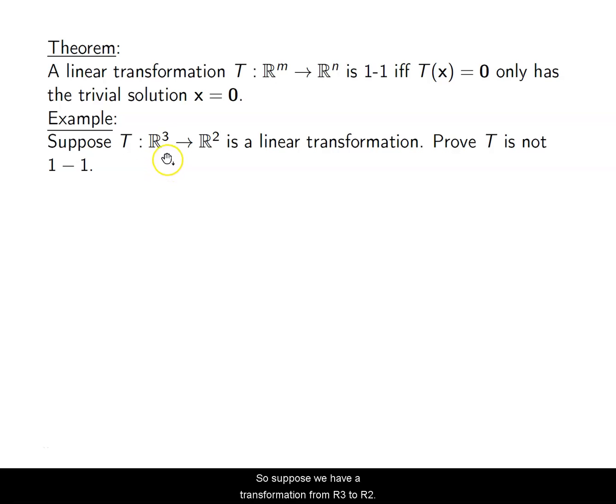Okay, so an example. Suppose we have a transformation from R3 to R2 as a linear transformation. We want to prove that T is not one-to-one. Okay, not one-to-one.